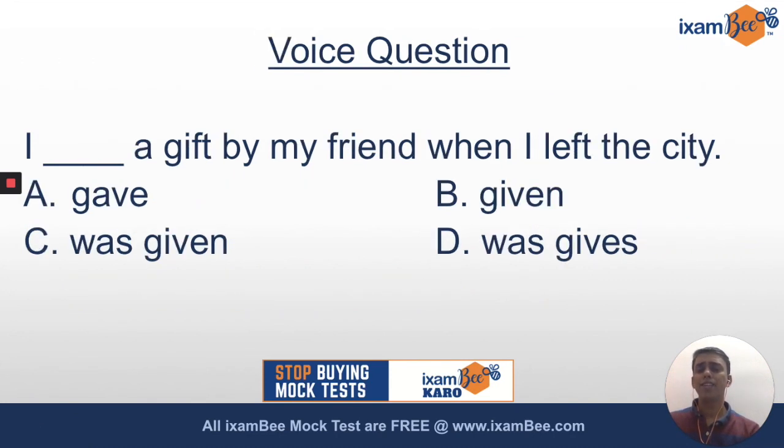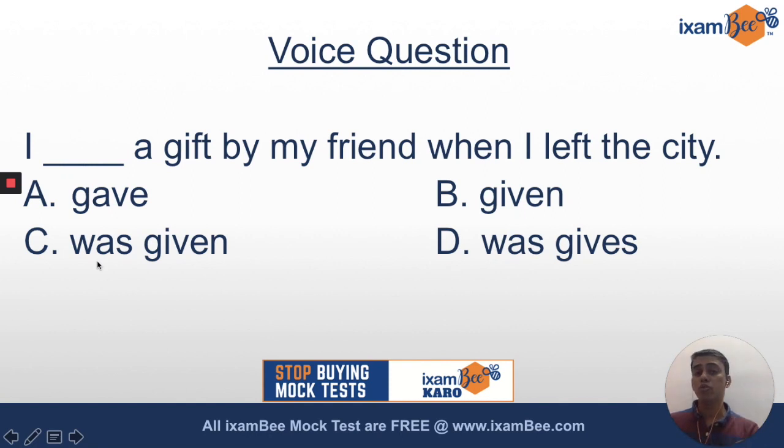Okay, next, this is a voice question, active passive voice. I dash a gift by my friend when I left the city. Now if this preposition, instead of by, had been to, then I can say I gave a gift to my friend when I left the city. In that case, A would have been right. All right, but now this is a passive voice statement. So I cannot say I gave a gift by my friend when I left the city, right? It doesn't make sense. I given a gift by my friend when I left the city, not correct, because given is a participle. I was given.